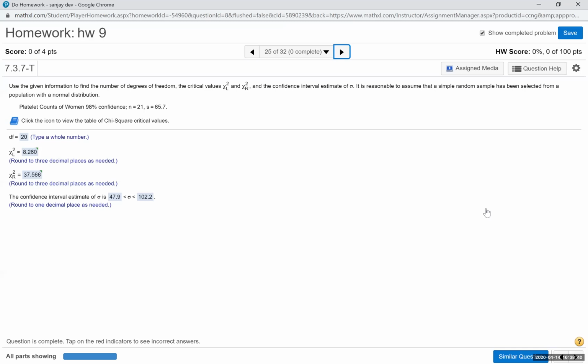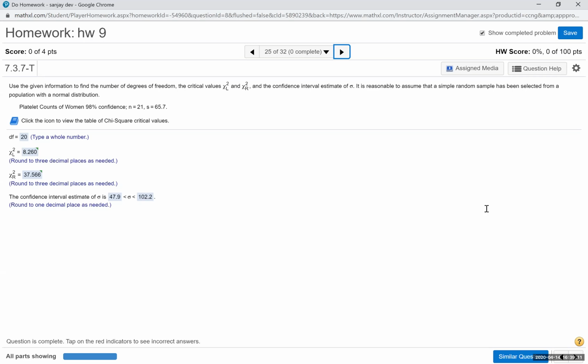Number 25. Okay, I'm going to make sure that I take this question out of here. You don't need to worry about this too much, but somehow it got in there. So n is 21, s is 65.7, and it's the platelet counts of women, with 98% confidence. And the degree of freedom is 20, right? If you look at 21, one less than that is 20, the degree of freedom.